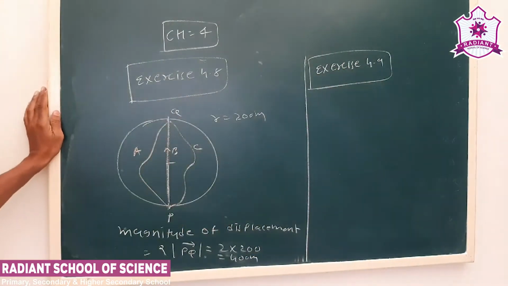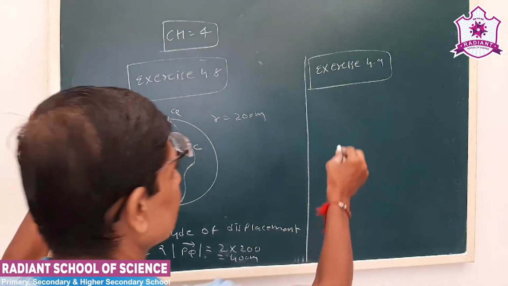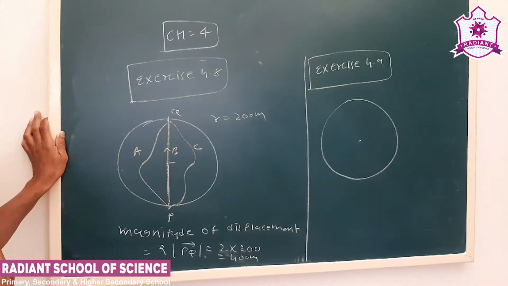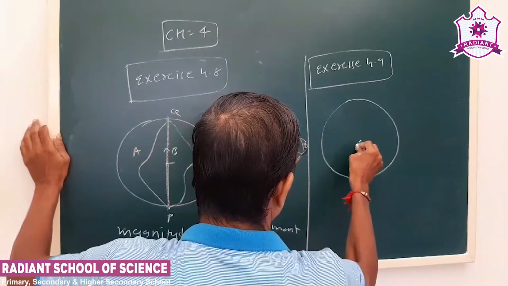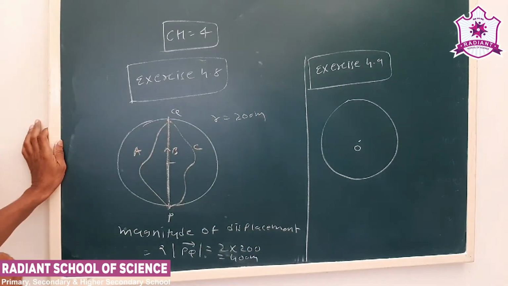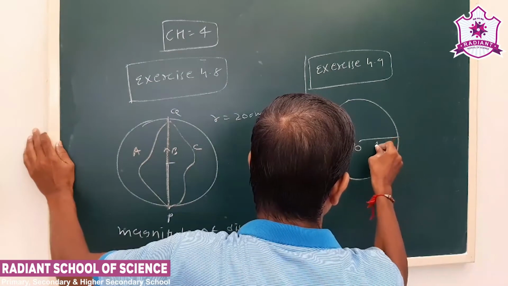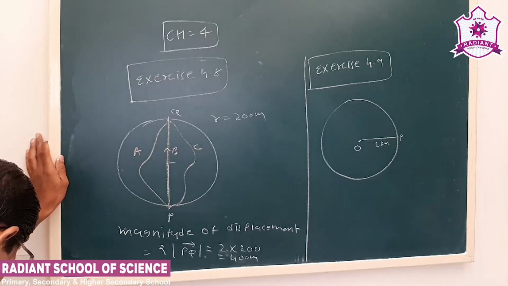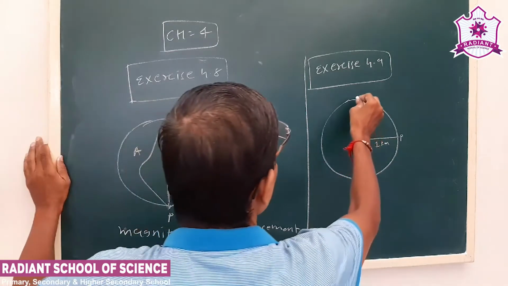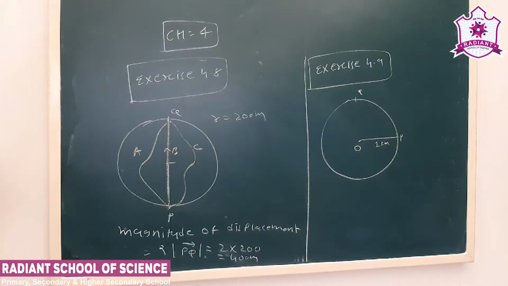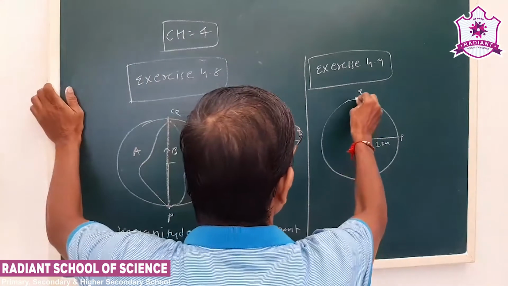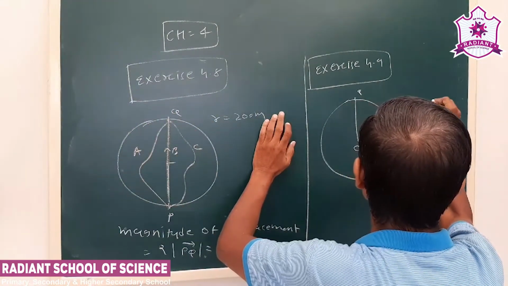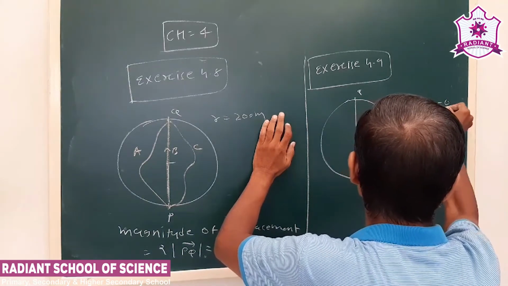Now see, next is exercise number 4.9. See a cyclist here. See the diagram is like this. A cyclist starts from the center. Let us say O is the center. Okay, radius OP is given as 1 kilometer. Okay, and then finally moves to Q, and comes back to O. See, it moves on this path: O, P, Q, O. This is our starting point. This is the end point.